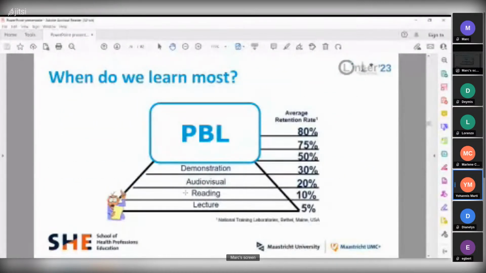So PBL fits in this graph in the top part. So practice by doing, teaching others, and discussion groups. Because problem-based learning in Maastricht looks like you receive a case, and together with the group of students, you're going to analyze the case and see what your learning goals are.